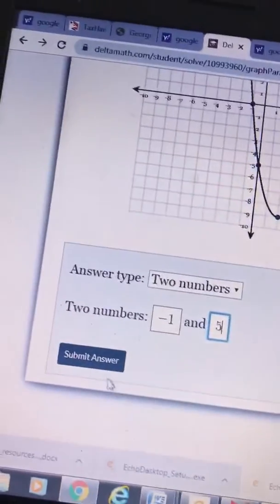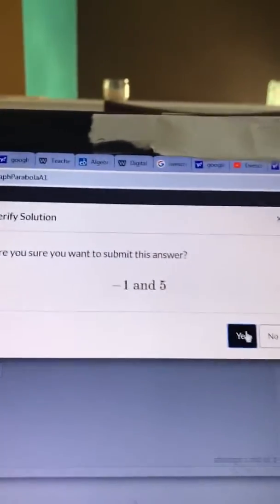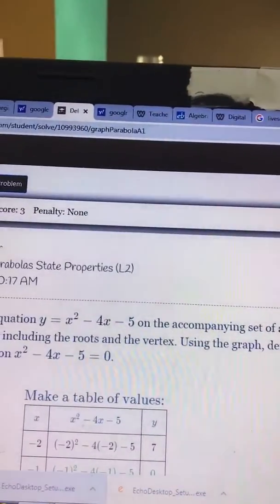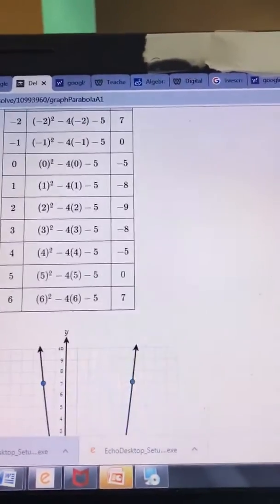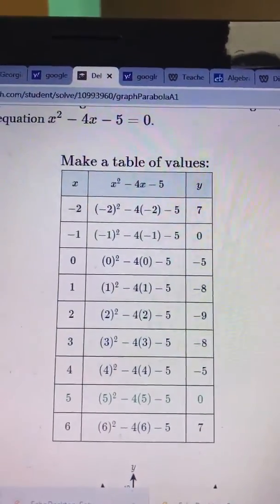Just hit submit. This one did take approximately 7 minutes to explain. Yes, I am correct. And I knew I was correct because we checked it not only algebraically, but we also checked it in Desmos. And here's a table. So if you want to just plug in your table, that would be a good idea. Just plug in values for x and find the value for y.